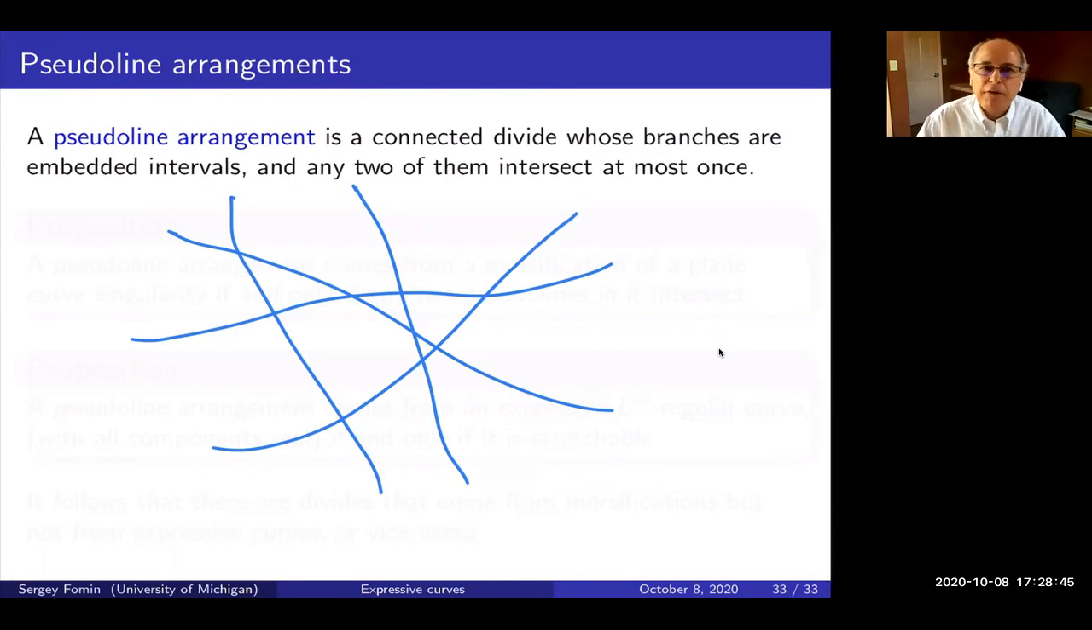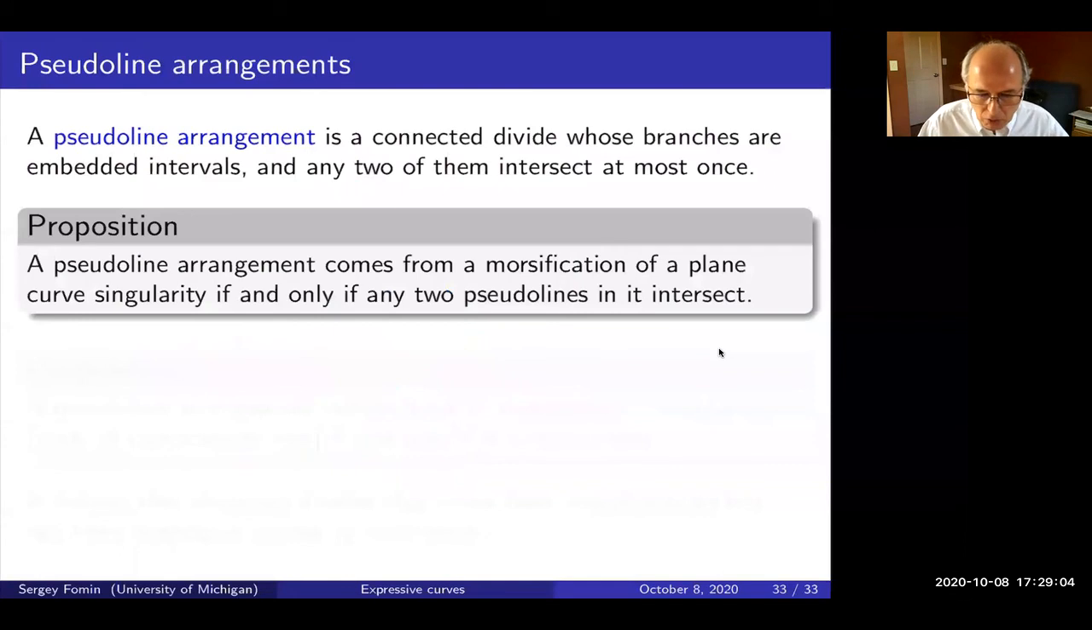Some of you may be aware of the fact that not every pseudoline arrangement is stretchable, meaning it can be deformed isotopically to a configuration of straight lines. This has to do with the existence of non-realizable oriented matroids. So one can ask, when does such a thing come from a morsification of a plane curve singularity? And the answer is, any two pseudolines must intersect. That's the requirement. And of course, then you know which singularity you're resolving, namely just several local branches transversally intersecting each other.